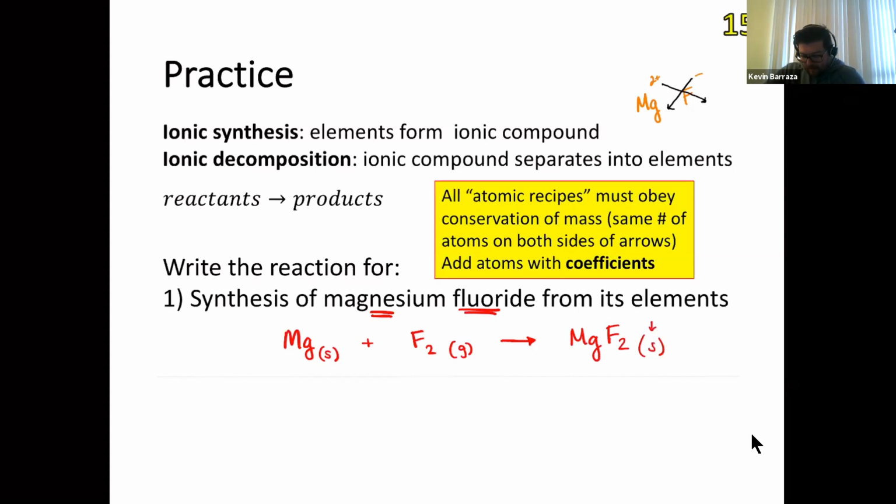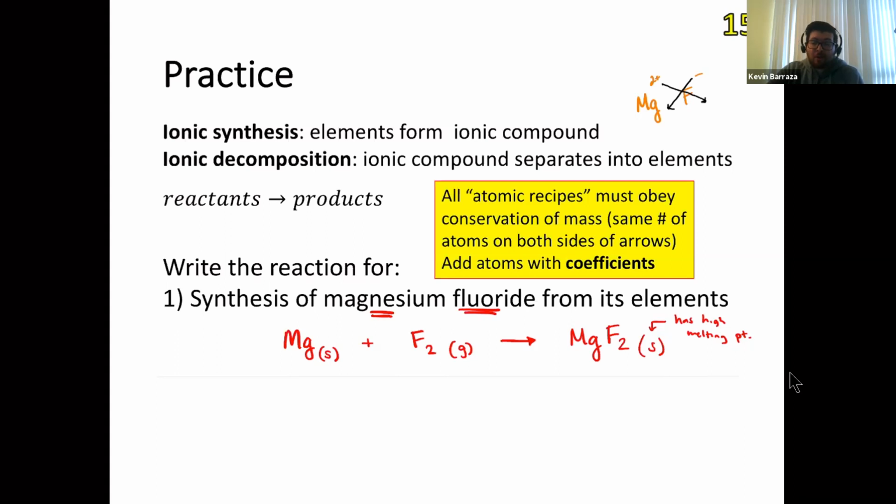Solid. In one of our first slides, we said it has a high melting point. So this would be our recipe for how to make magnesium fluoride. We're going to take magnesium solid and diatomic fluorine gas, and it makes a crystal that has MgF2 in it, solid. And so that's the synthesis of magnesium fluoride. We're going to put together magnesium metal and fluorine gas, and it's going to make crystals of magnesium fluoride.